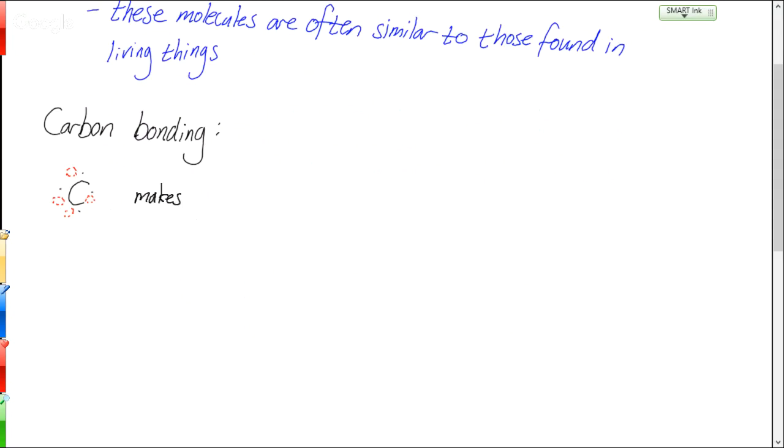So a large part of what we call organic chemistry comes down to this idea that carbon wants to have four bonds. And so it's going to make compounds like this, or maybe things like this.